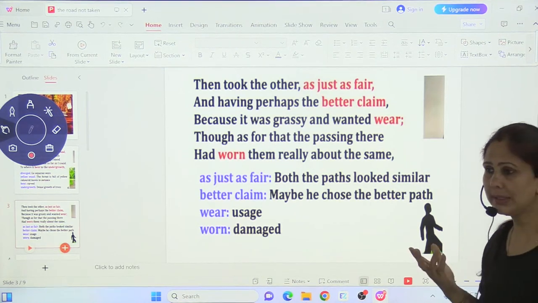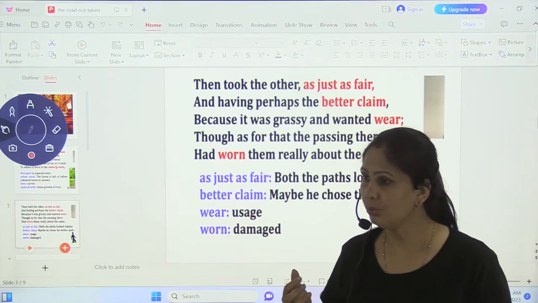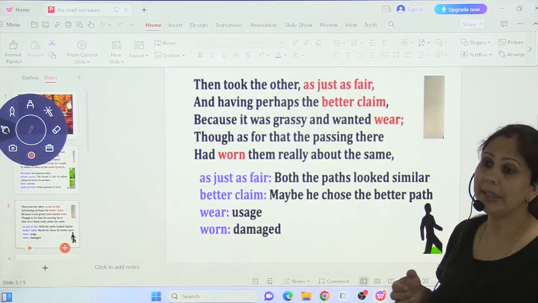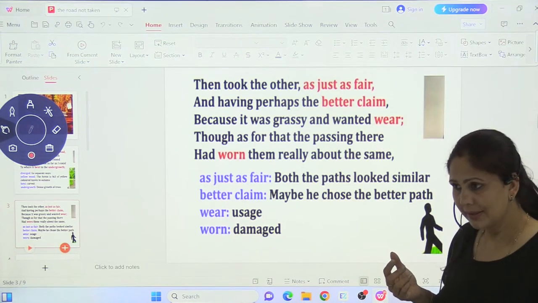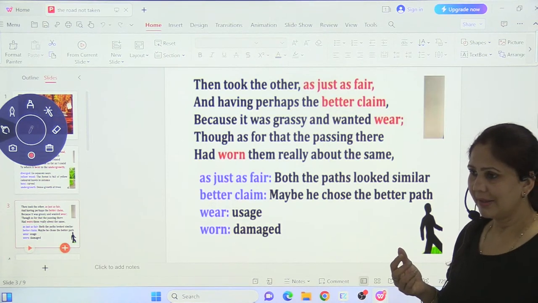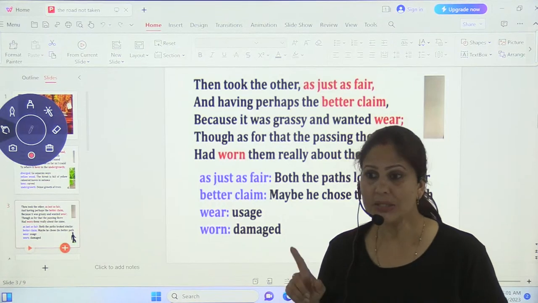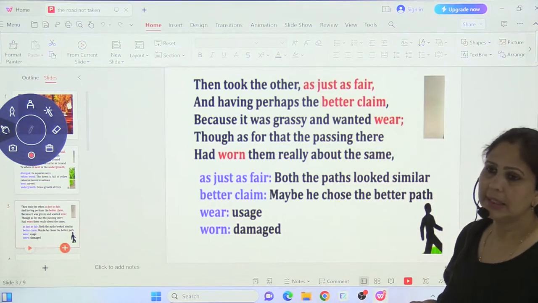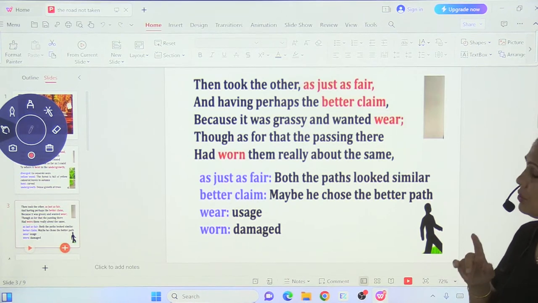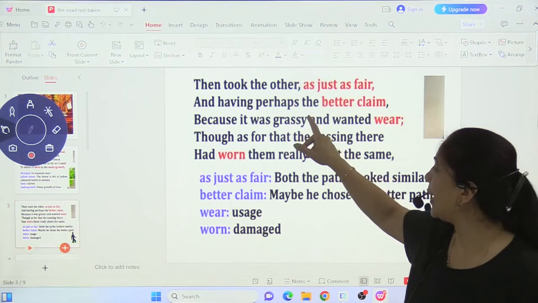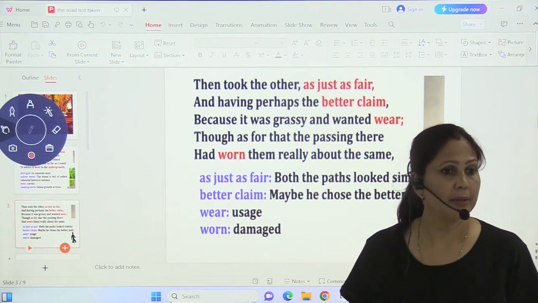Why did he like that road more? Because it was not used or traveled by many people. How did he come to know? Okay, fine. Because the grass was not trodden. It was not crushed underfoot. So he chose the road which perhaps had the better claim, that means which was not traveled by many people.